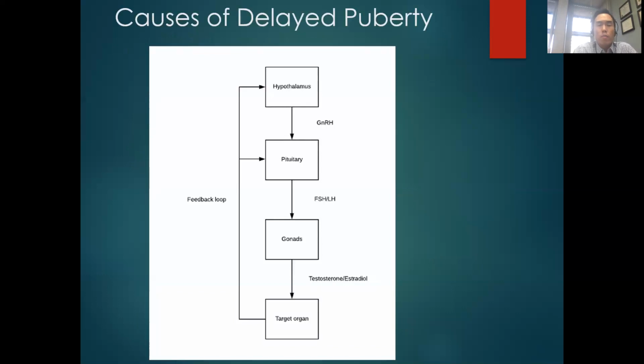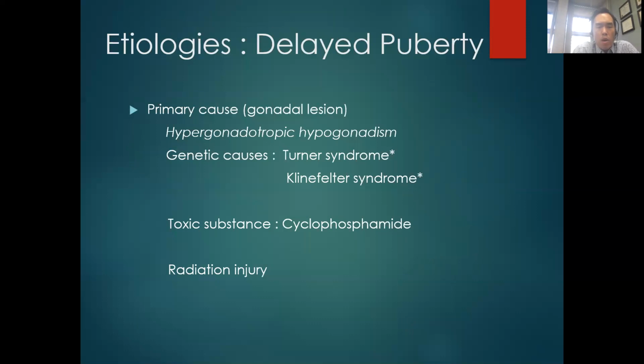For delayed puberty, we'll apply the same principle. If the pathology is at the gonads, we call this a primary cause. When you obtain laboratory tests, you often see very elevated FSH and LH, whereas with secondary causes, you're going to see low to normal gonadotropin. So for primary cause, we have a fancy term called hypergonadotropic hypogonadism. Sounds very confusing, but it indicates the primary cause.